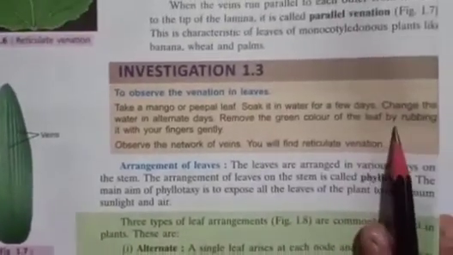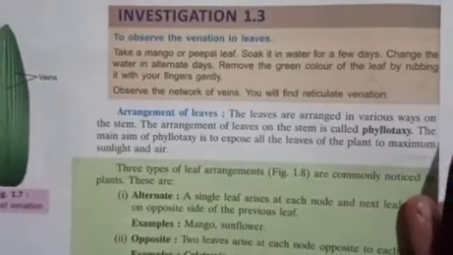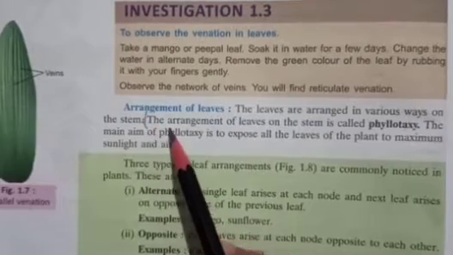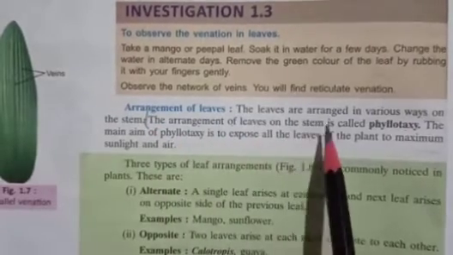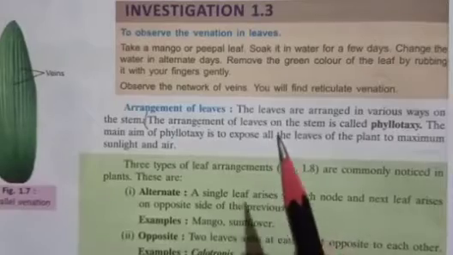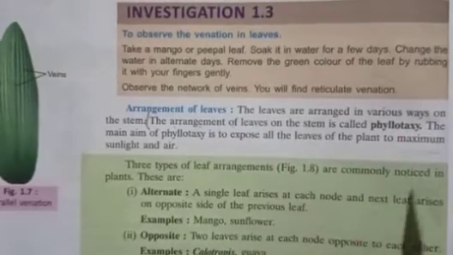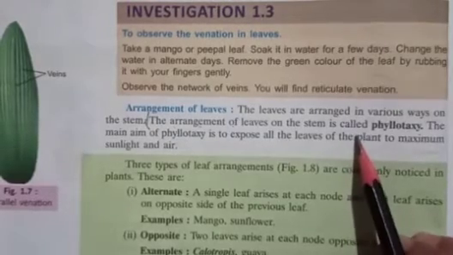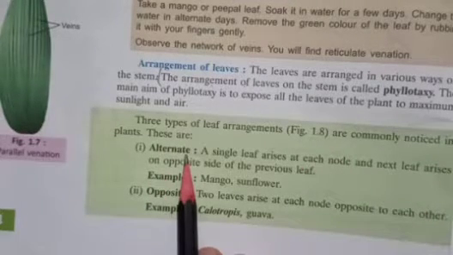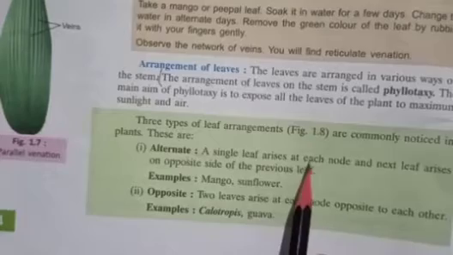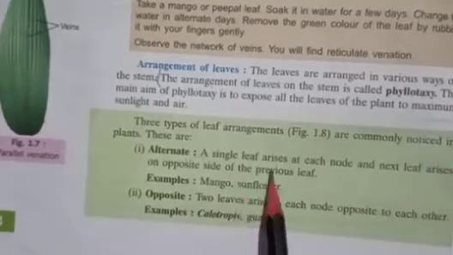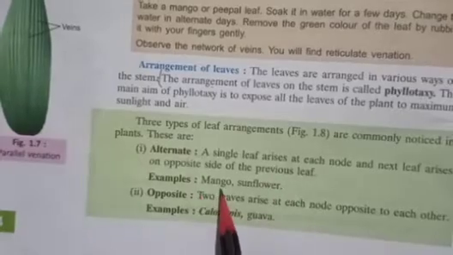Okay, then comes phyllotaxy. If the question comes, what is phyllotaxy? It is the arrangement of leaves on the stem. Okay, it is the arrangement of leaves on the stem is called phyllotaxy. Okay, so plants, they show three types of phyllotaxy. The first one is alternate, where a single leaf arises at each node and the next leaf arises on the opposite side of the previous leaf, like in mango and sunflower.